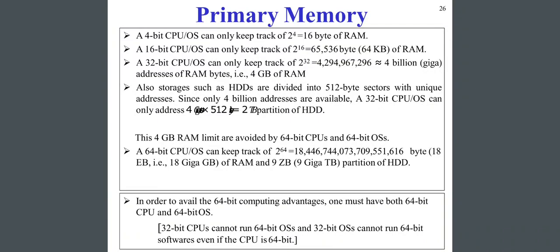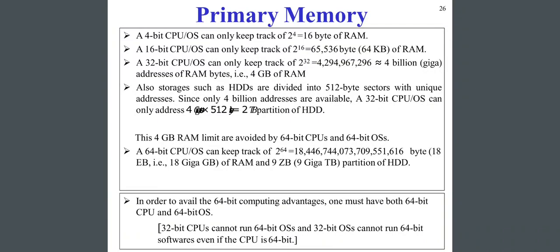A 64-bit CPU or OS can keep track of 2 to the power 64. That means 18,446,744,073,709,551,616 bytes. Actually 18 EB of RAM and a 9 zettabyte partition of hard disk. Huge number. In order to avail the 64-bit computing advantages, one must have both a 64-bit CPU and a 64-bit OS.